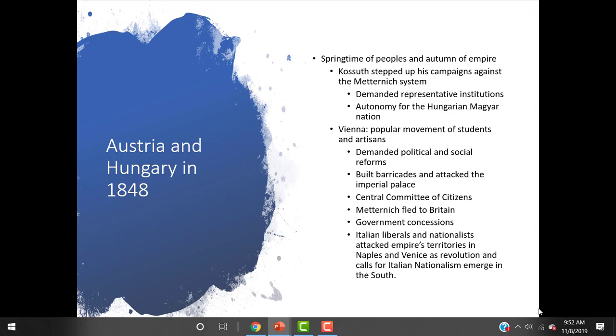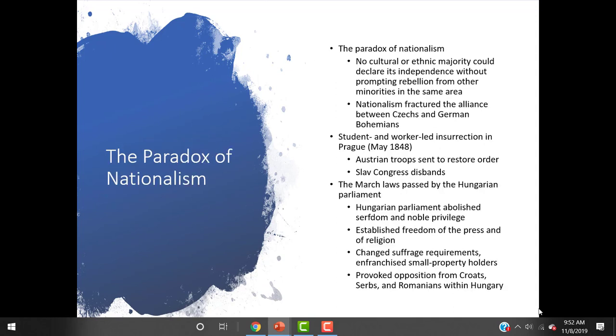The Italian liberals and nationalists attacked the empire's territories in Naples and Venice, as calls for Italian nationalism began to emerge in the South. So, I mean, it's going all over. You've got the Germanic states, you've got France, you've got the Slavic states. It's just like Russia and all of Europe is just in turmoil. But there is a paradox of nationalism, because no cultural or ethnic majority could declare its independence without promoting rebellion from the other minorities in the same areas.